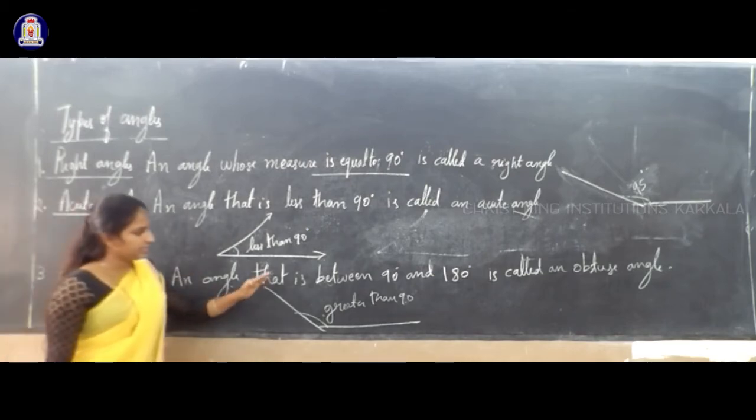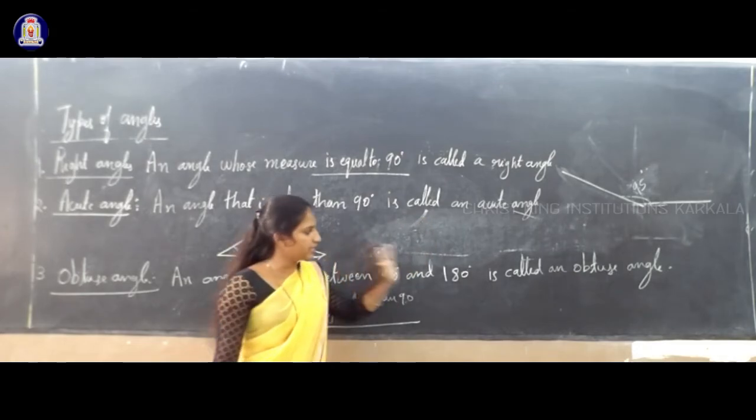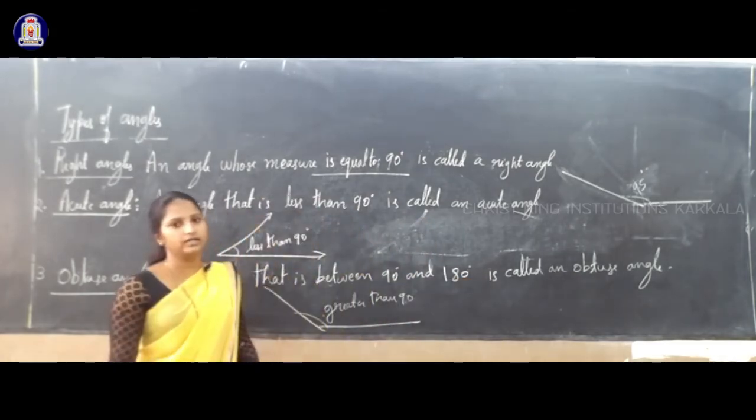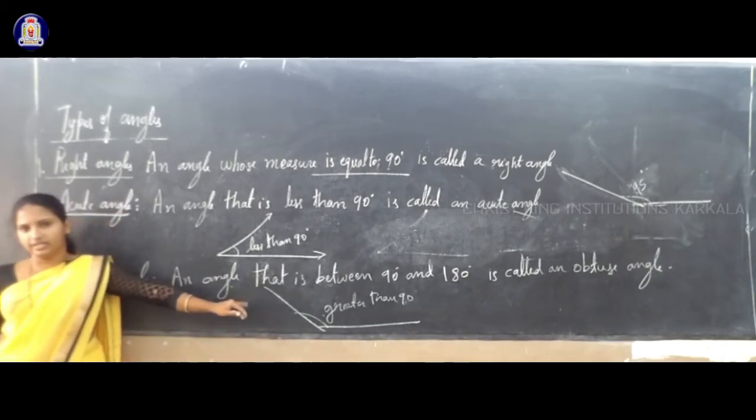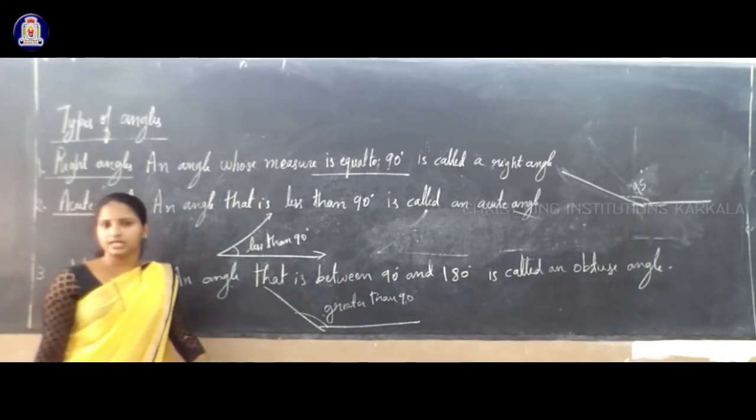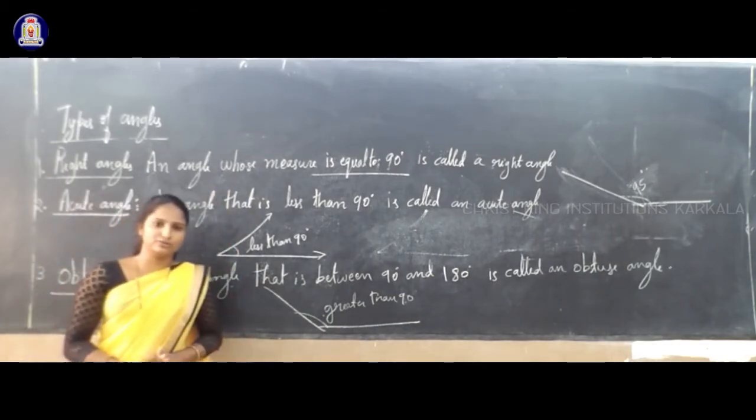An angle that is in between 90 and 180, in between 90 and 180 is called an obtuse angle. Clear? For example, you can consider 130, 145, 179. All these are obtuse angles. Clear? Yes. Right angle, acute angle, obtuse angle.